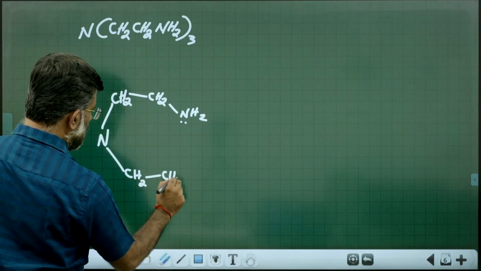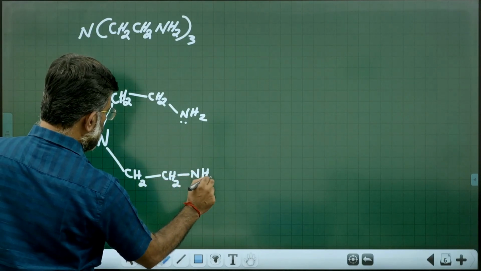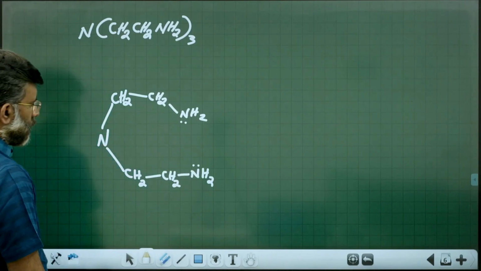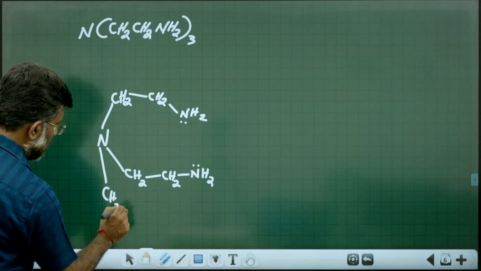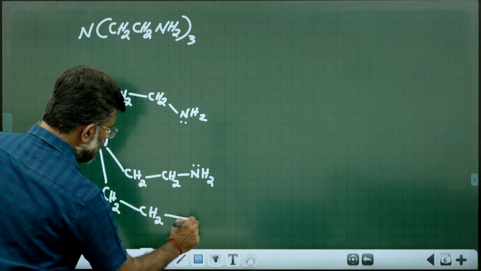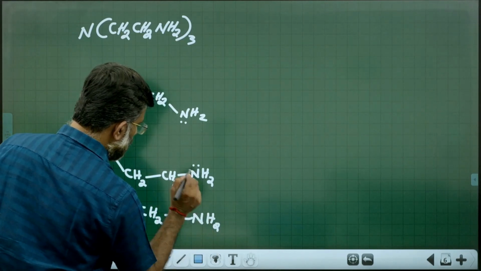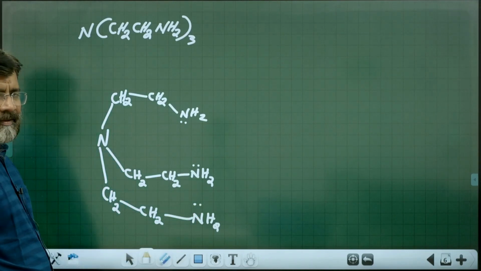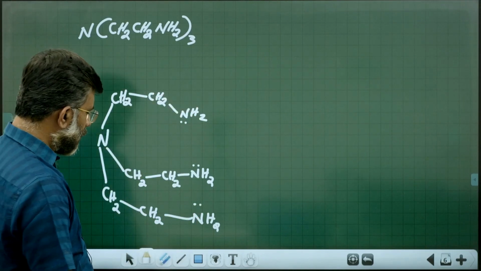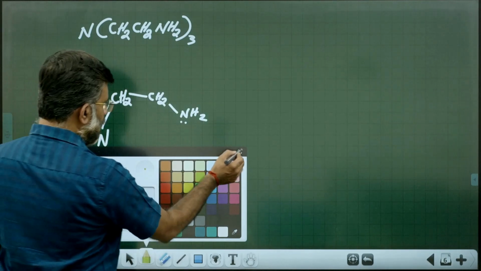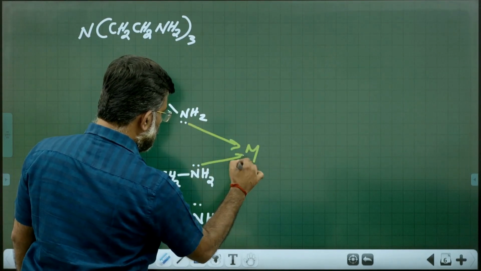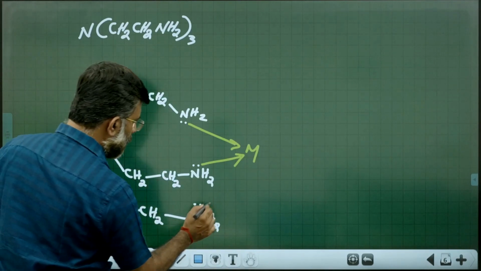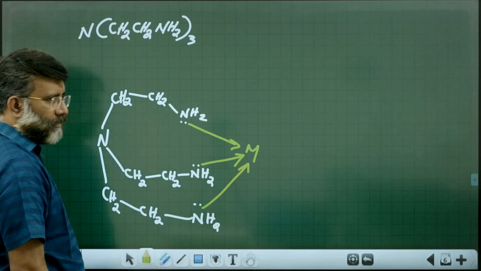CH2, CH2, NH2. Denticity number 2. Look at this. CH2, CH2, NH2. Denticity number 3. So here it can make a connectivity. This nitrogen can make a connectivity with the central atom.